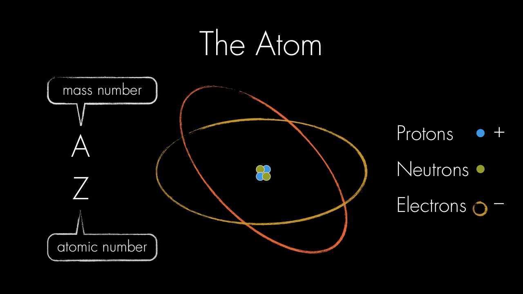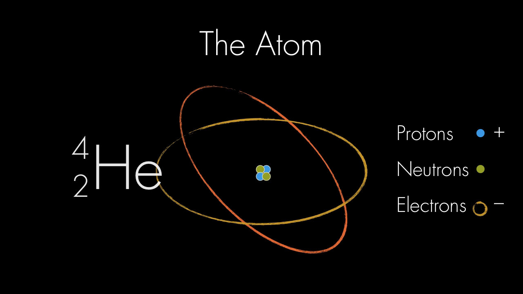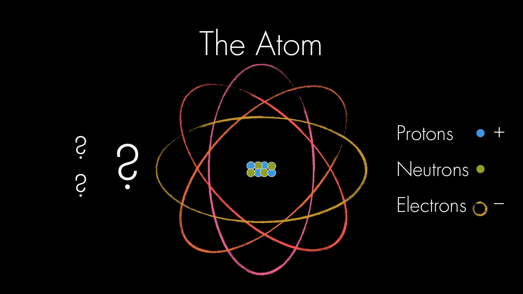Of course, every element also has a symbol. The element pictured here is helium. It has 2 protons and 2 neutrons, and of course 2 electrons, because again we assume all atoms to be neutral. So what atom is this? It's beryllium, with 4 protons and 4 neutrons and 4 electrons, because again we assume all atoms are neutral.